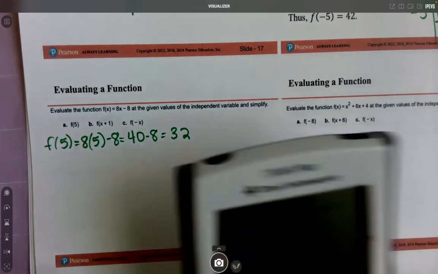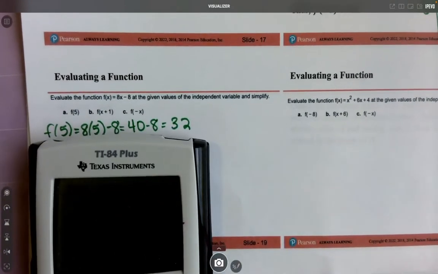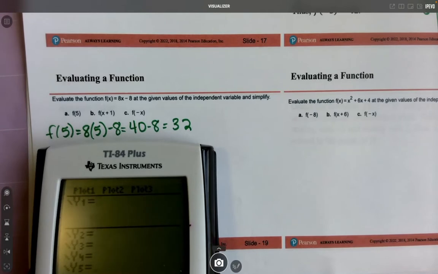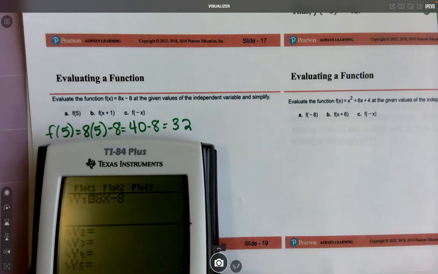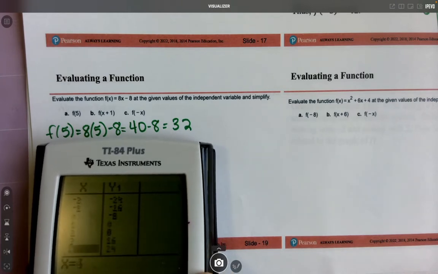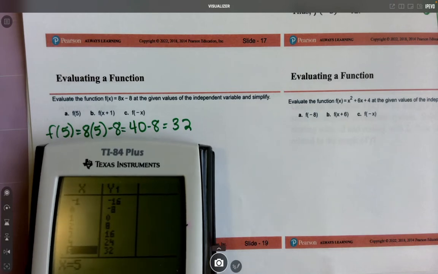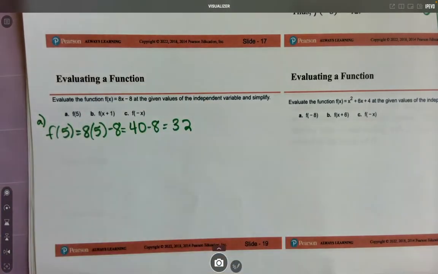And so the way you would check your work is you go back to y equals and you would put that in. 8x minus 8. Go to your table and I want to plug in 5. 32. Okay. So this was for A. I'm going to get a different color for B.